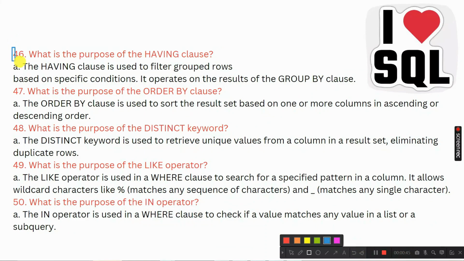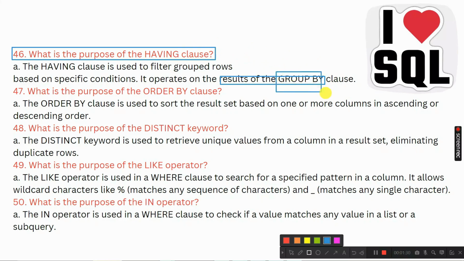Then the next question is, what is the main purpose of the having clause in SQL? So, the having clause is basically used to filter grouped rows based on a specific condition. It operates on the result set of the group by clause. That's why we can say we can use the having clause after the group by only.